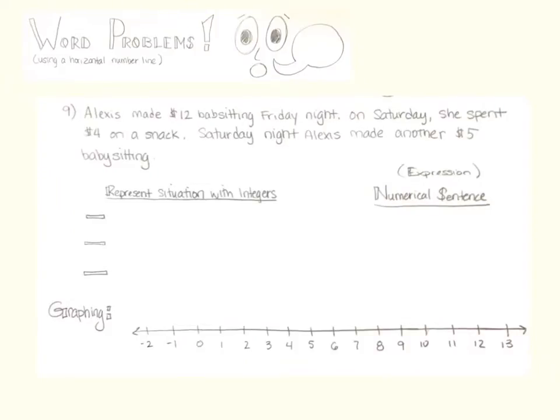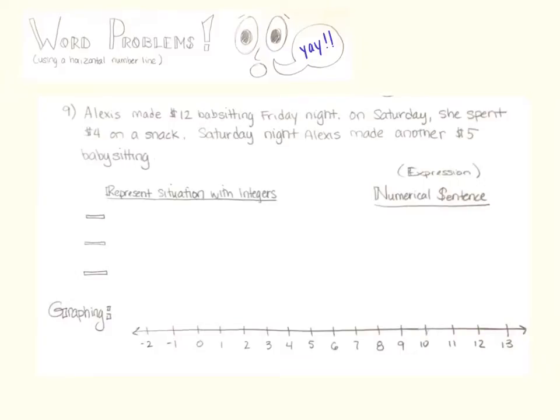On the back of your sheet, we have some word problems. Let's start out with number 9. Pause the video, read the question to yourself, push play to resume. Alexis made $12 babysitting Friday night. On Saturday, she spent $4 on a snack. Saturday night, Alexis made another $5 babysitting. There's 3 numbers in here, and we have to match up those 3 numbers with their keywords to determine if they are going to be a positive or a negative number.